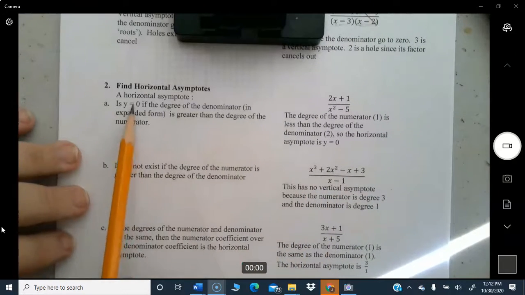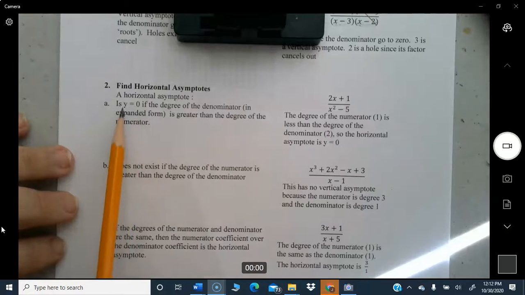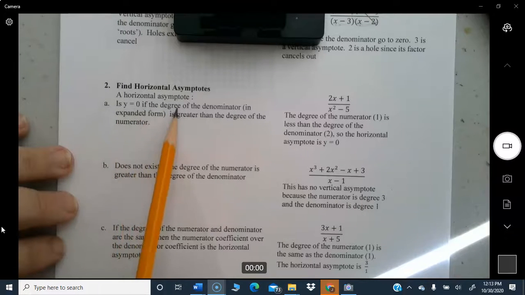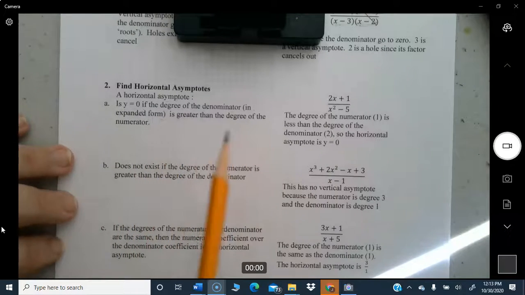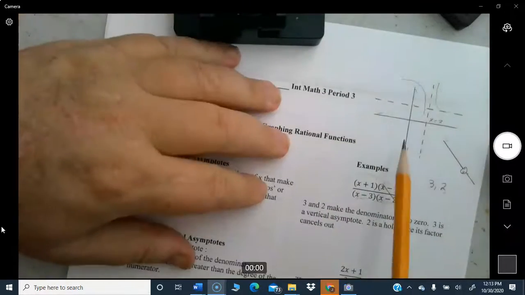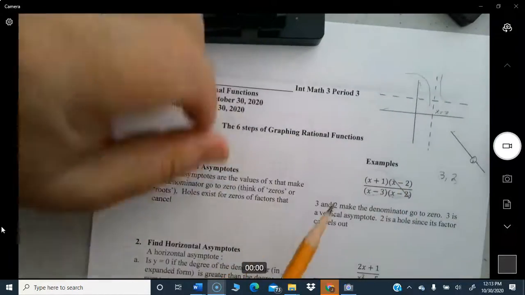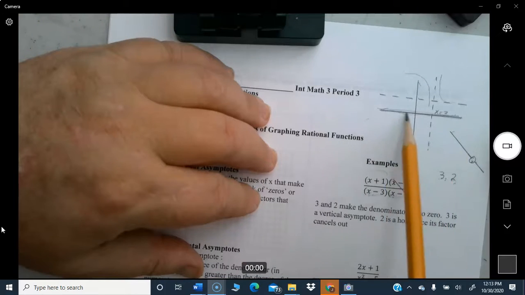Okay, so horizontal asymptote. If the horizontal asymptote is y equals 0, if the degree of the denominator in expanded form is greater than the degree of the numerator. In other words, y equals 0 would mean it's right on the x-axis. If I went back to this example up here, it's right along the x-axis here. That would be y equals 0.